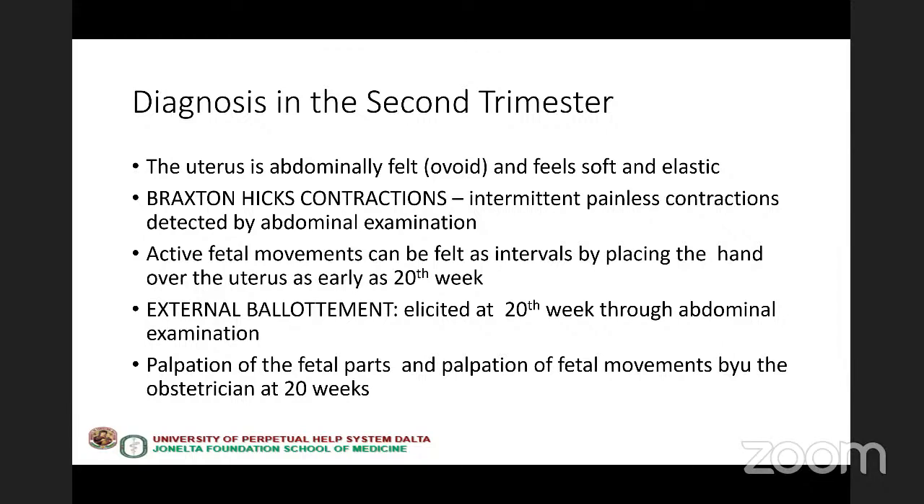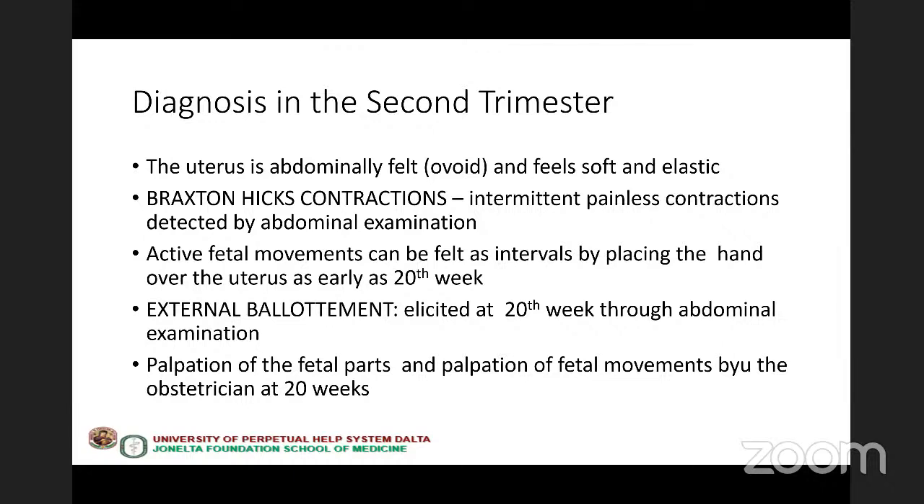Okay. What are your other abdominal observations? So you have your Braxton Hicks contractions. So what are these? These are intermittent, painless contractions that you could detect by abdominal exam. Okay. We should not confuse this with contractions that will lead to preterm labor. For now, we know that normally there is such thing called Braxton Hicks, which is an intermittent painless contraction detected by abdominal examination. Knowing your contractions of preterm labor will be left to your OB2 next year.